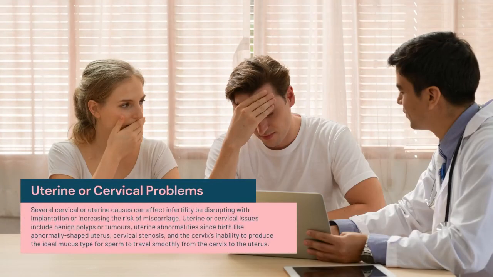Uterine or cervical problems. Several cervical or uterine causes can affect fertility by disrupting implantation or increasing the risk of miscarriage. Uterine or cervical issues include benign polyps or tumors, uterine abnormalities since birth like an abnormally shaped uterus, cervical stenosis, and the cervix's inability to produce the ideal mucus type for sperm to travel smoothly from the cervix to the uterus.